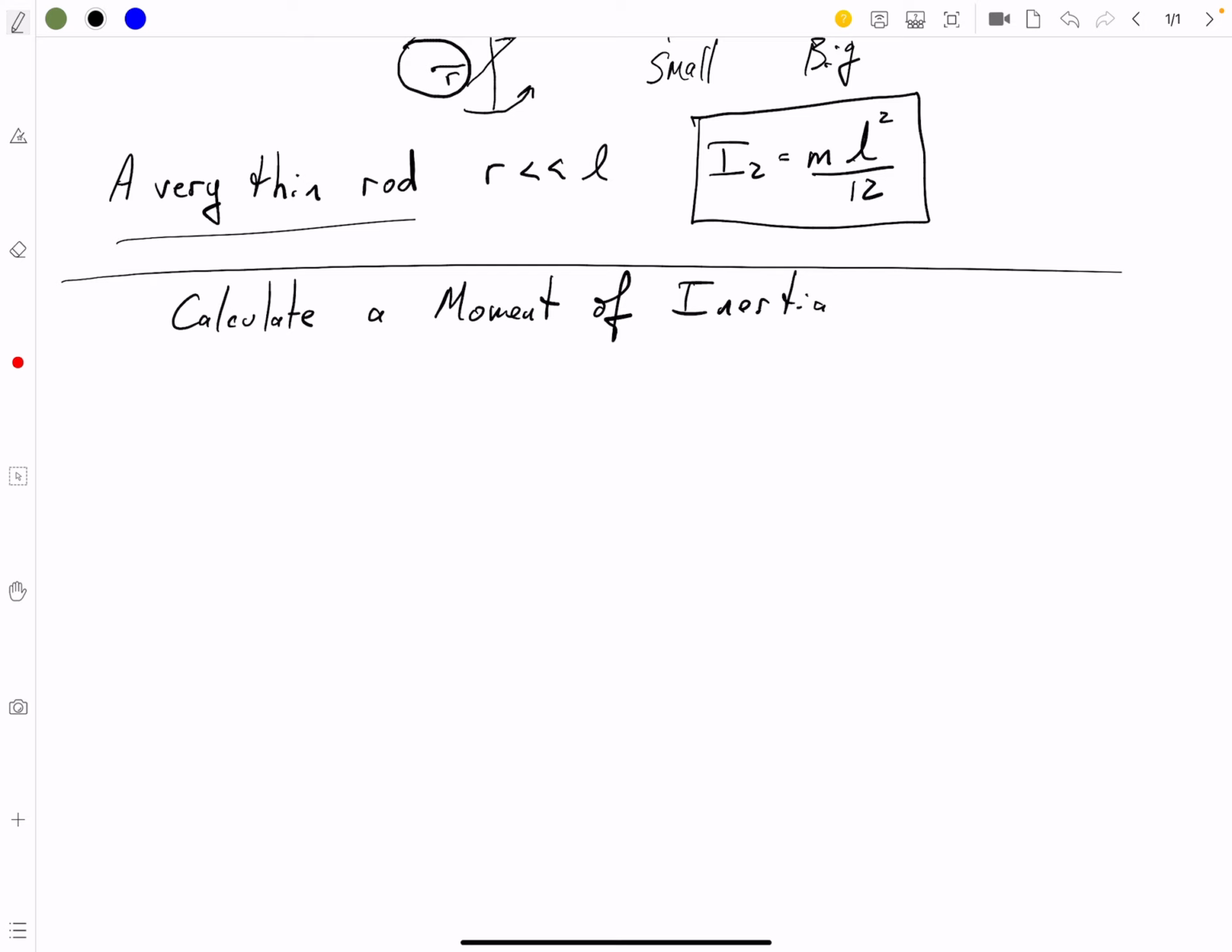All right, that's our job. How are we going to do it? So let's do a thin rod, so that we keep it nice and easy. We're going to do a thin rod of length L.